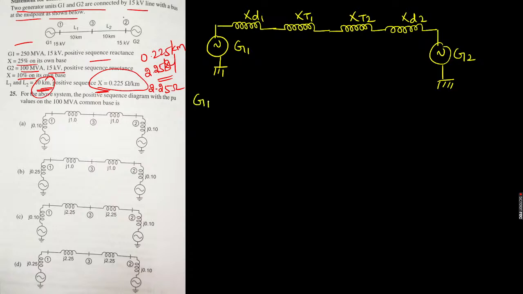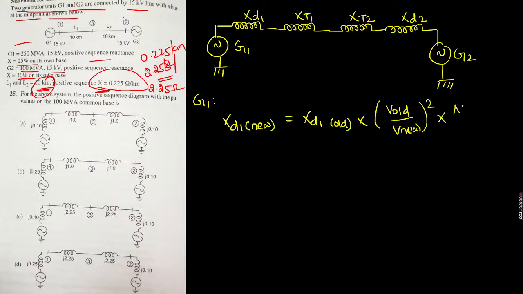Yes. Let us consider generator 1. XD1 new equals XD1 old into, what is the formula? The formula is V old divided by V new whole square into MVA new divided by MVA old. Substitute all the values, you will get the reactance. XD dash old was given as 0.25.